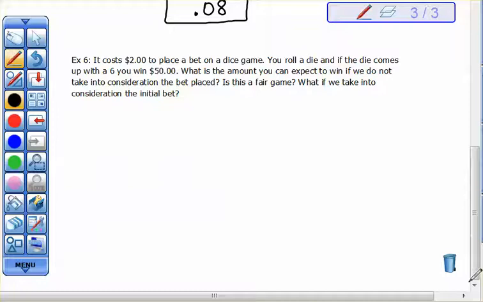Okay, what is the amount that you can expect to win if we do not take into consideration the bet? Well, we've got different scenarios here. If we get a 6, we win, right? So our probability of getting a 6 when we roll that die is 1/6. If we don't get a 6, then we lose. We don't get anything, so that would be 0. I'm so sorry, but our probability would be 5 out of 6.